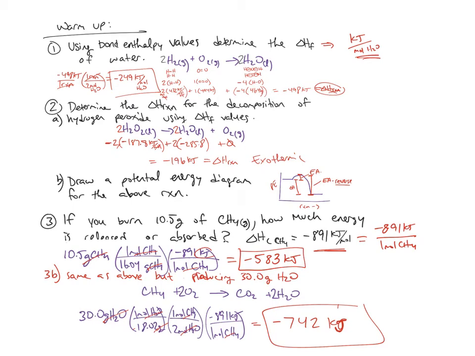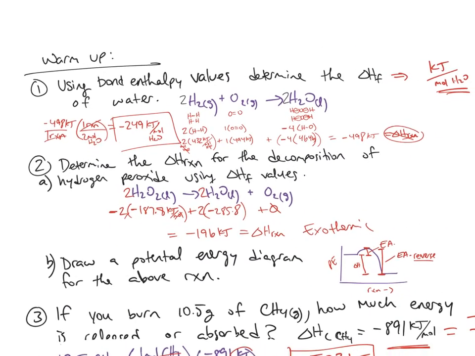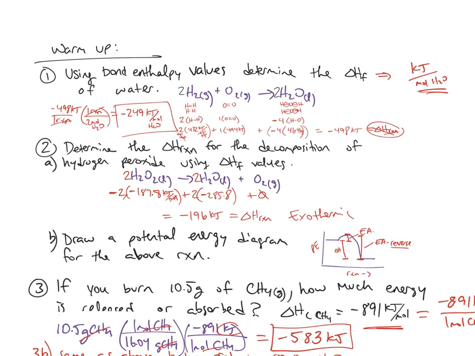Alrighty, so from last class, we just did this massive warm-up all the way through. So let's just go through it. We did a few different problems. For number one, we used bond enthalpy values, right? That's one way we can get to an enthalpy of reaction value, or in this case, the enthalpy of formation.